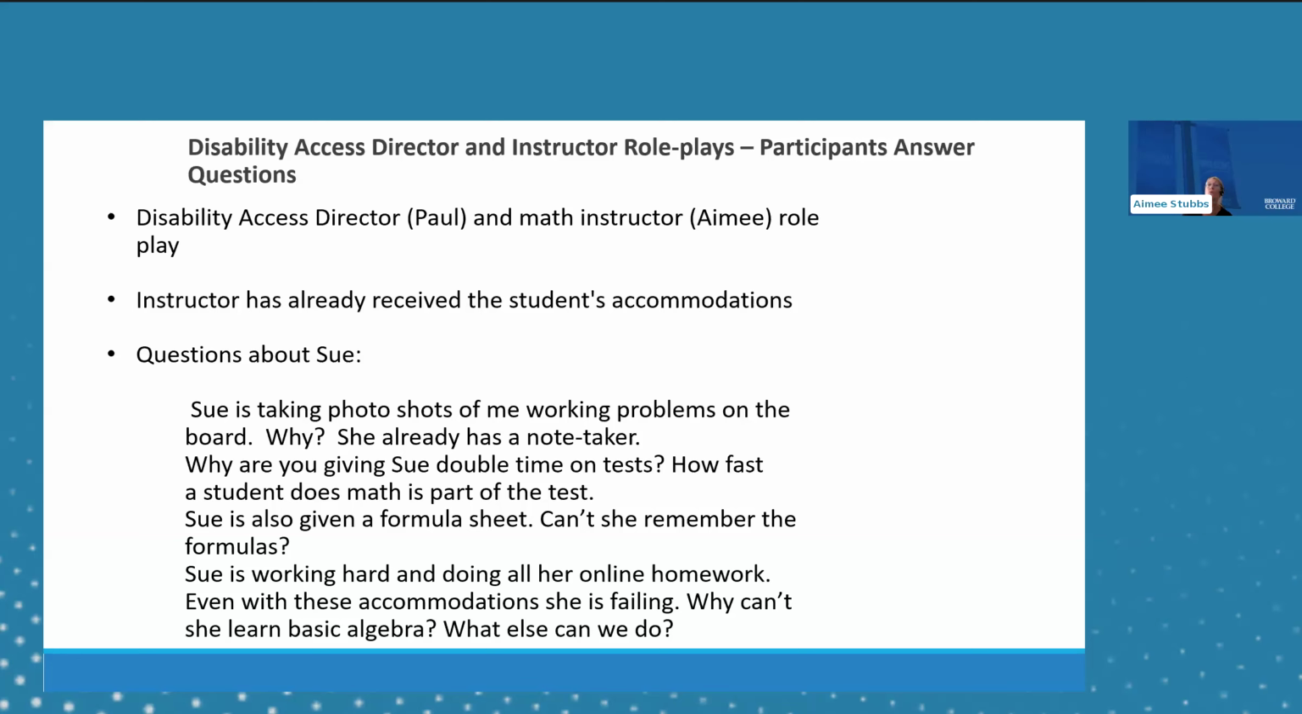Okay, and so why are you giving Sue double time on tests then? How fast a student does math is part of the test? Yeah, we hear that a lot. It's the speed for the math test. Now, in this case, Sue has a real slow processing speed. I'm not going to get into the details. Later on, Sue and you and I can come talk about that. But basically, very slow. So I don't want to penalize her because she couldn't read the questions.